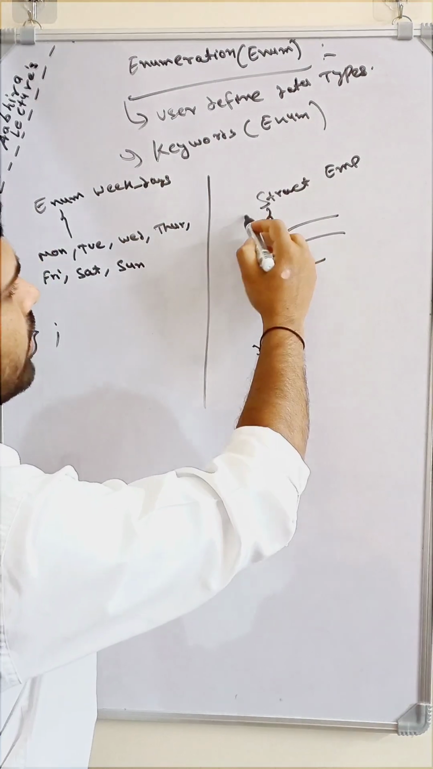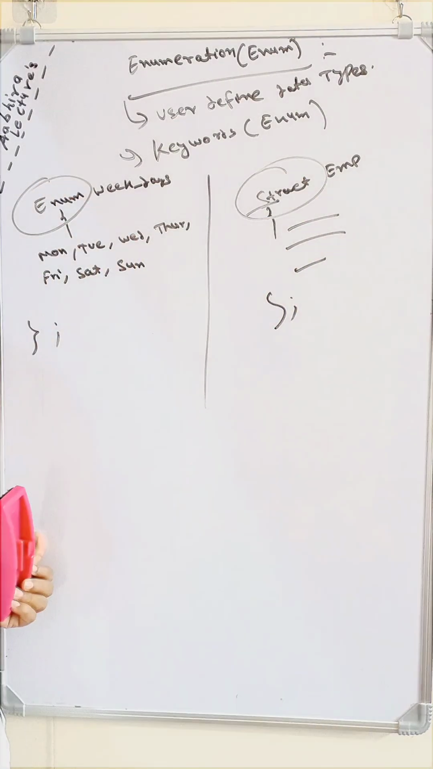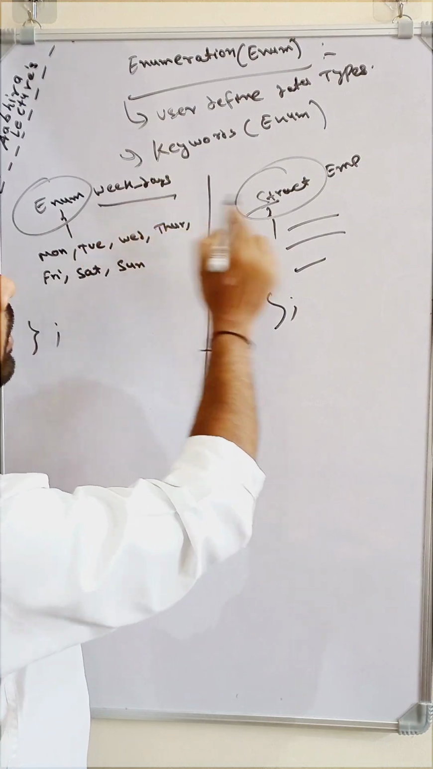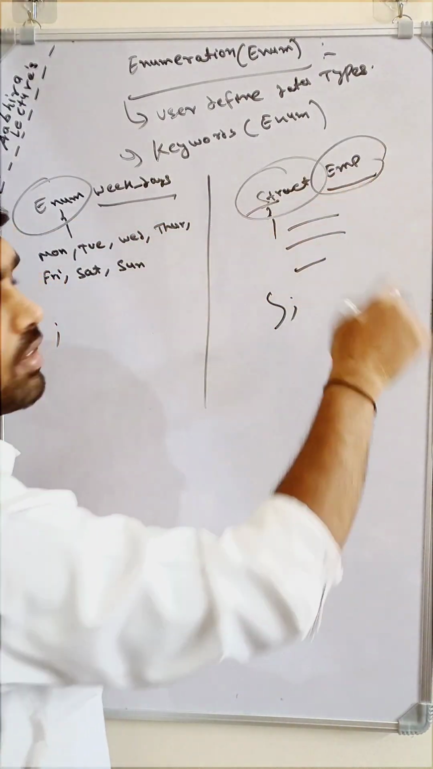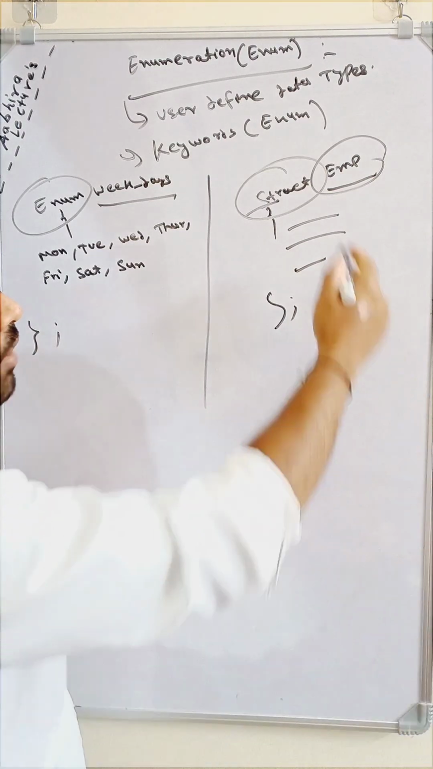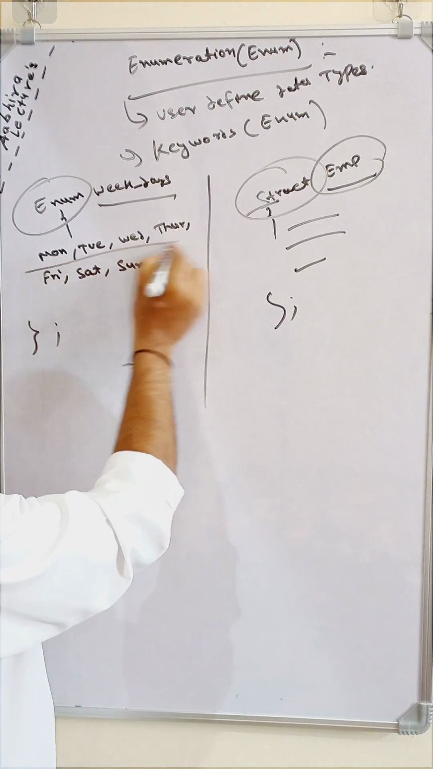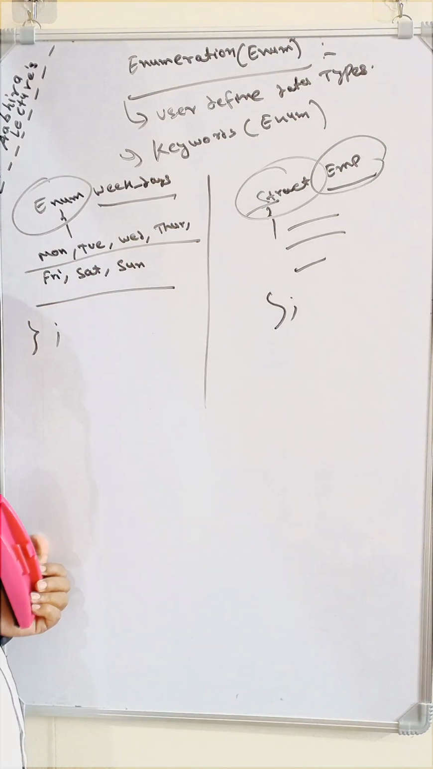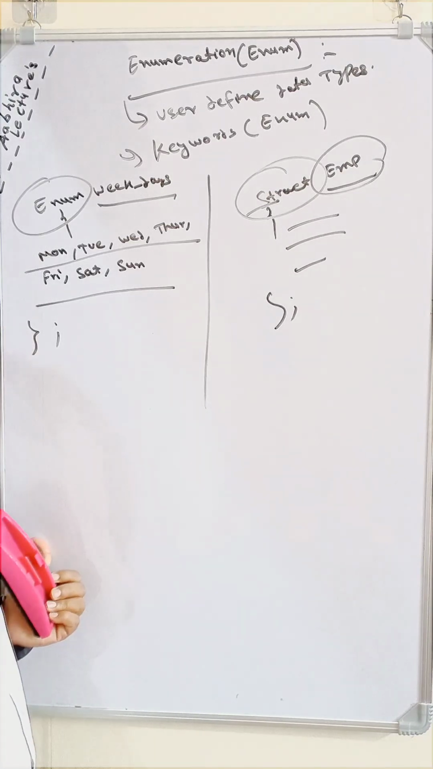Here, similarly, structure is the keyword, and here also enum is a keyword. Here we give the enum name, like how we give a structure name, employee. Like that we have to give weekdays. Inside we declare the list of members. So that is the declaration of enum.